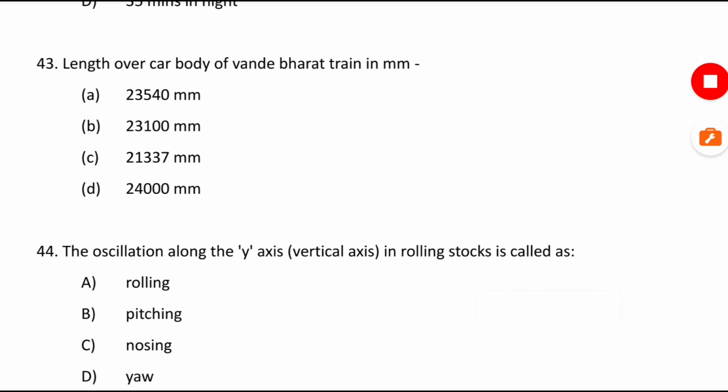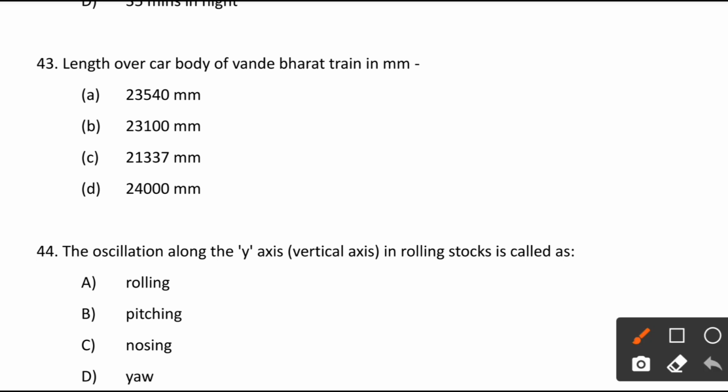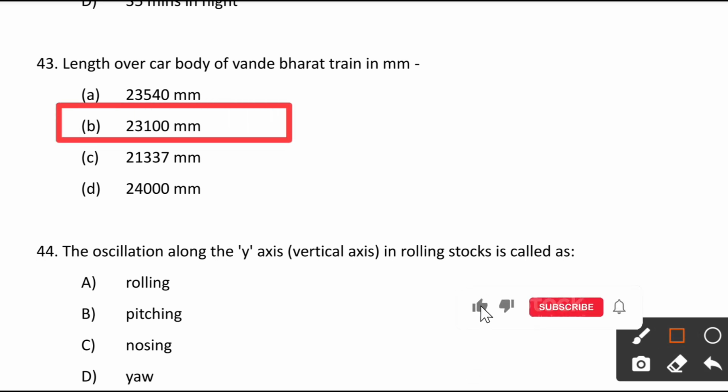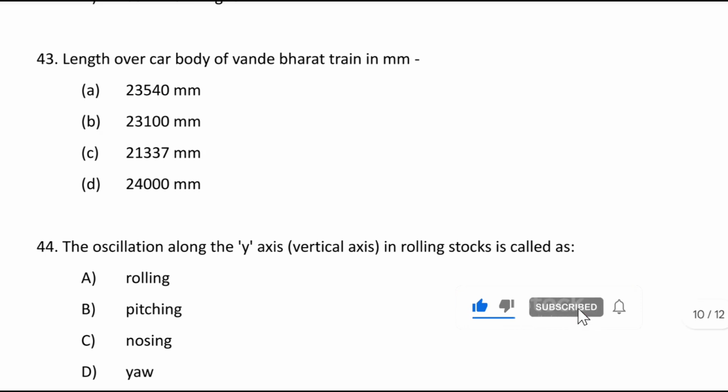43. Length over body of Vande Bharat train in mm. A. 23,540 mm. B. 23,100 mm. C. 21,337 mm. D. 24,000 mm. In this question, the correct answer is B. 23,100 mm.